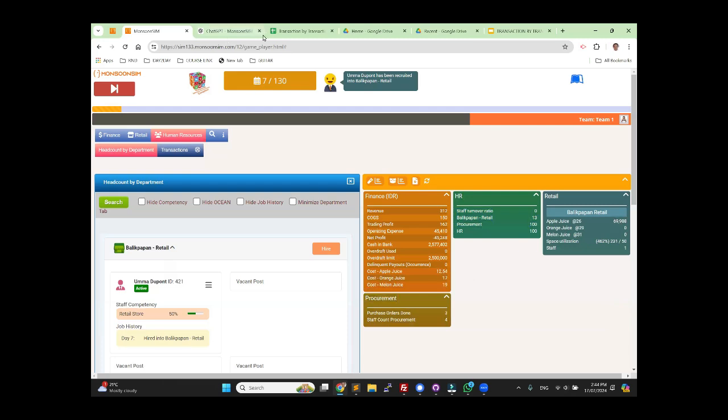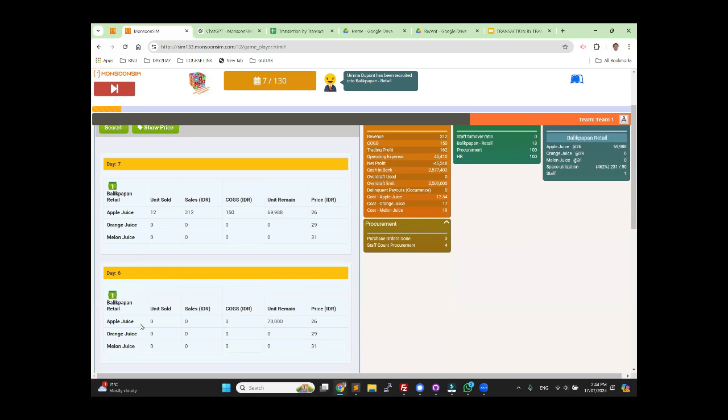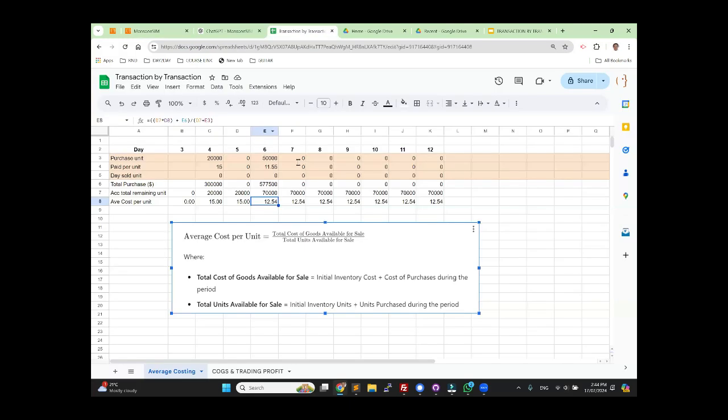Okay, so again, we plug into the formula. All right, so easy. We go to the retail sales and we can check out. On day 6, we sell nothing. On day 7, we sell 12. Has it got anything to do with the cost? Nothing. Our cost is still 12.54.